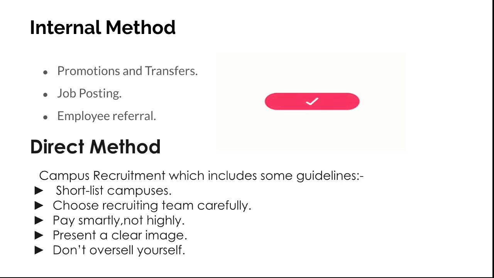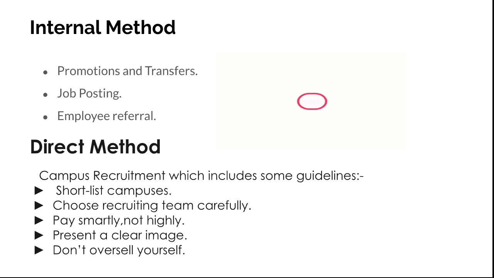and they also have to keep one thing in mind, that they have to pay smartly though not highly. They cannot pay everyone high, because they have to run their business and think about the budget of the firm. They increase the pool of job candidates at a minimum cost, but they will not pay so much that it will hurt them. So they have to pay smartly, not highly.